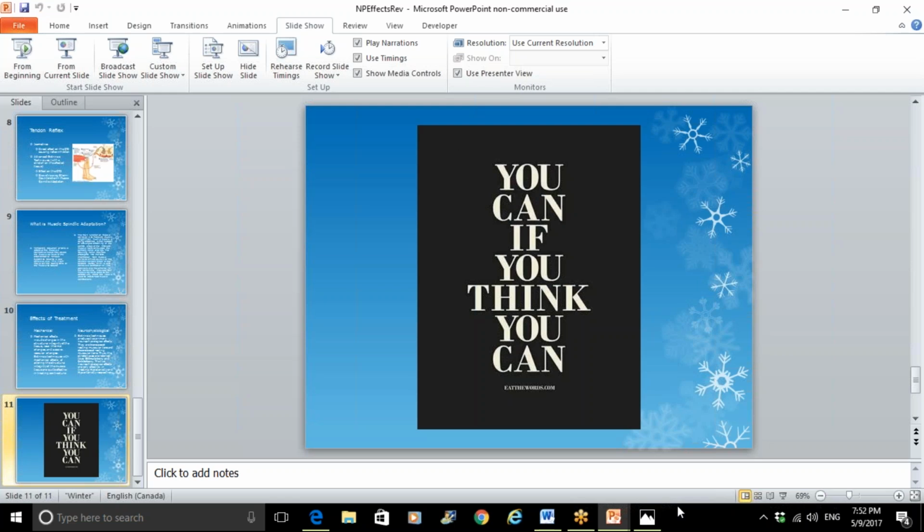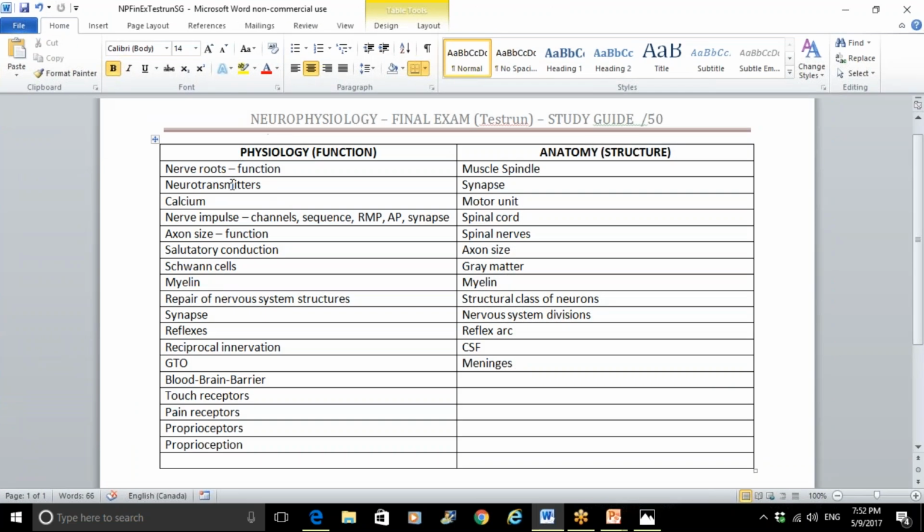It's on everything. So if you look at the study guide, it has everything right from the spinal cord, spinal nerves, meninges, got a little bit of everything on there.